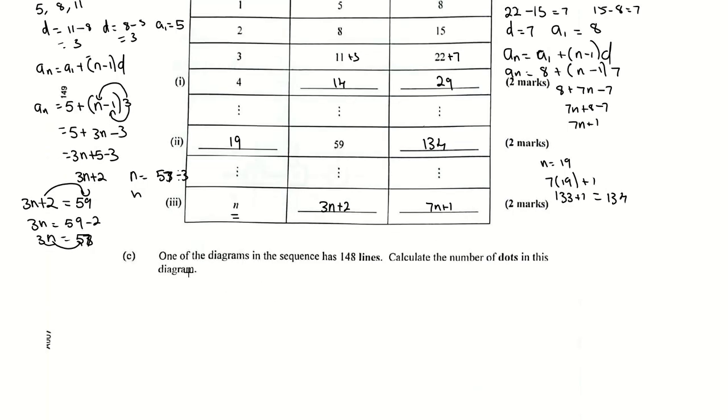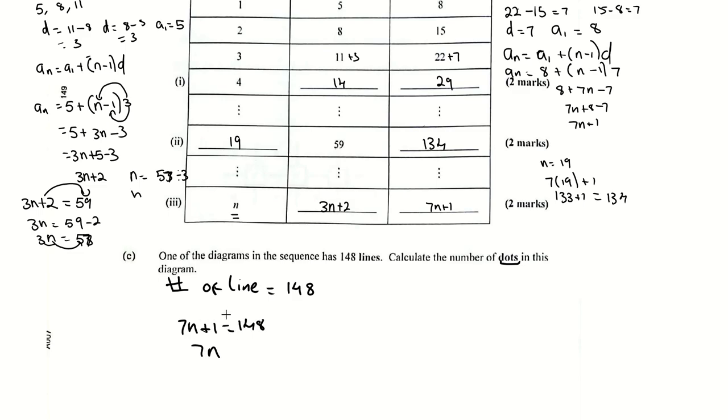Let's look at part C. One of the diagrams in the sequence has 148 lines. Calculate the number of dots in this diagram. So we know that the number of lines is equal to 148. We want to find out how many dots. Now, to calculate how many dots, we need to know which diagram, or what is your n value. So we will use the formula for number of lines, which was 7n plus 1 is 148.